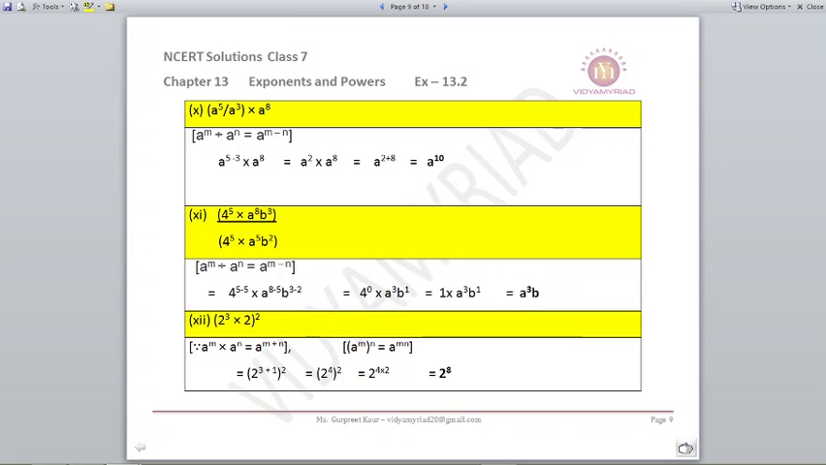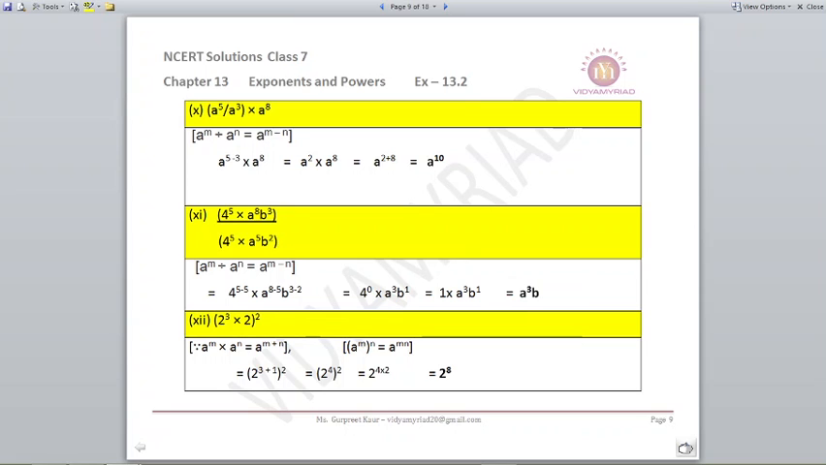A raised to power 5 divided by a raised to power 3 multiplied by a raised to power 8. So in the case of division, subtract the power. So it is a raised to power 5 minus 3 multiplied by a raised to power 8. For multiplication, we will add it. So we get a raised to power 2 plus 8. Answer is a raised to power 10.